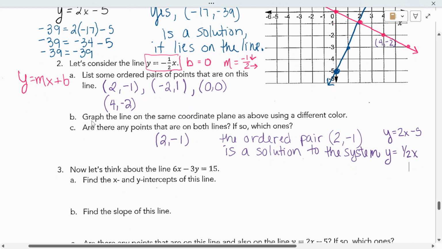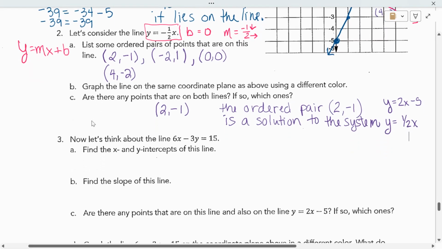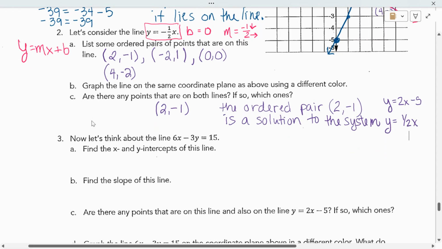So question number 3, we're still using this same grid, okay? Question number 3 says, now let's think about the line 6x minus 3y equals 15. Find the x and the y intercepts.